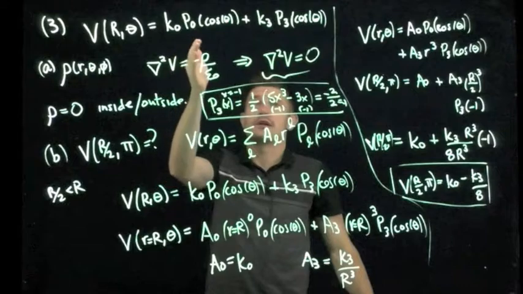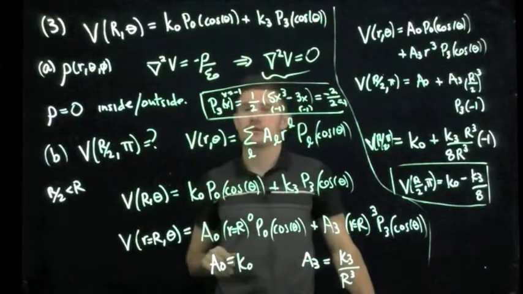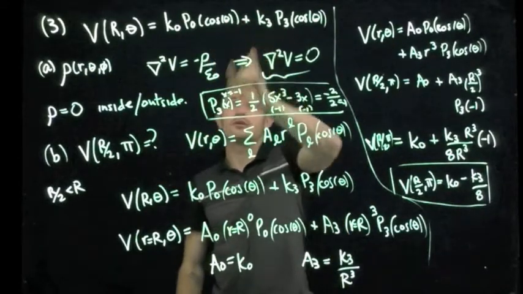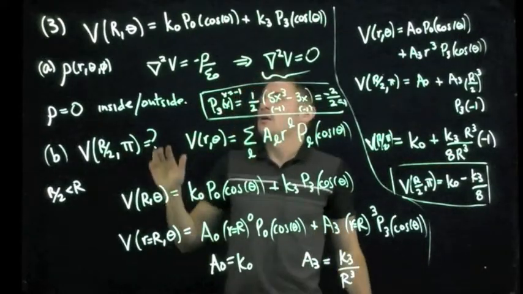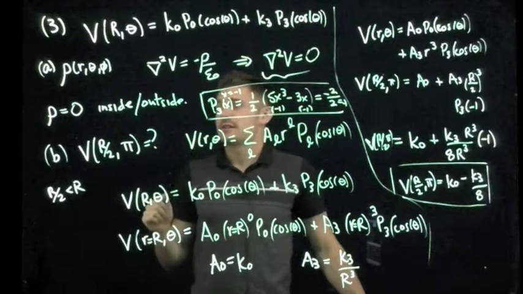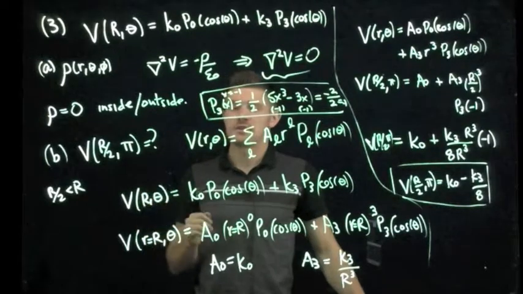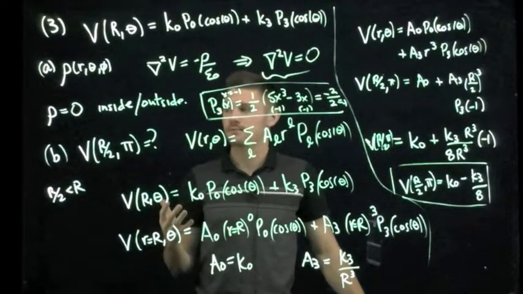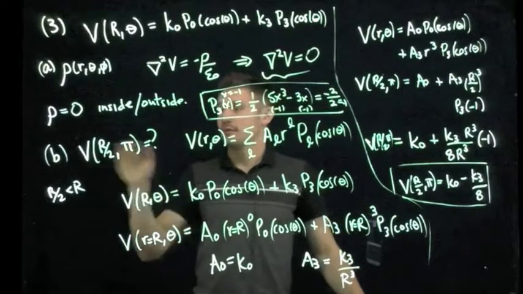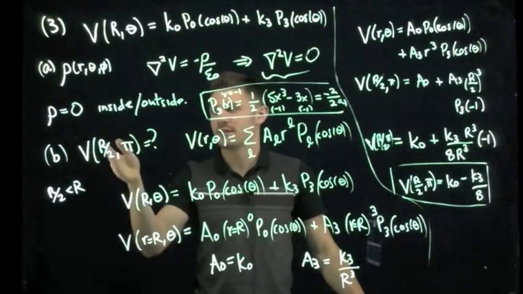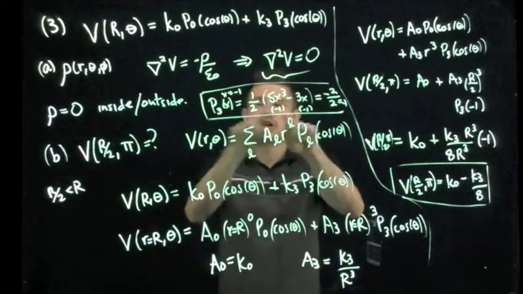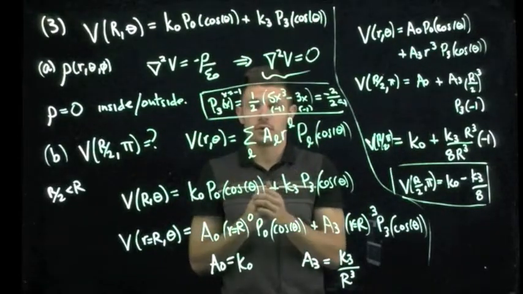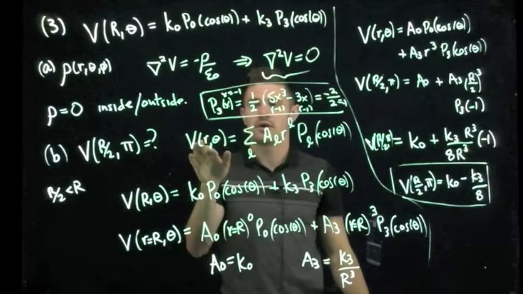It's k naught P naught cosine theta plus k3 P3 cosine theta, where P naught and P3 are just our Legendre polynomials in our spherical coordinates. Part A was asking what is the charge density inside and outside the sphere, which we know is just 0 because Laplace's equation holds. And then for part B, we want to find the potential at some position r over 2 and pi. So we can initially start by finding the general solution in our spherical coordinates for our potential, which is just dependent on r and theta.